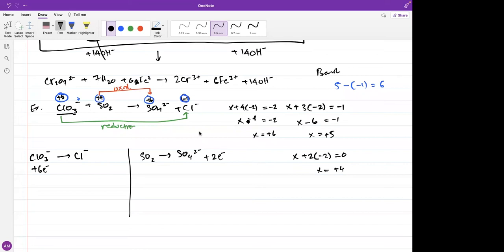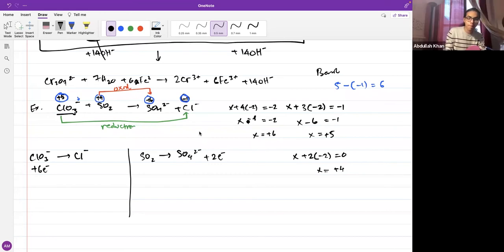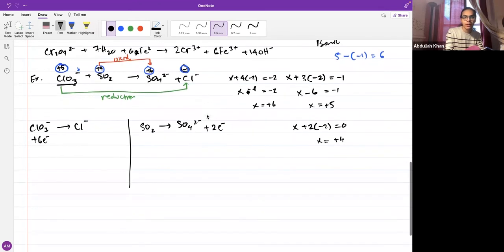Is there like a set thing that for the reduction, the electron always goes on the reactant, and then for oxidation, it always goes on the product? Correct. Okay, got it. For reduction, the electrons always go on the left-hand side, oxidation always on the right-hand side. Correct.